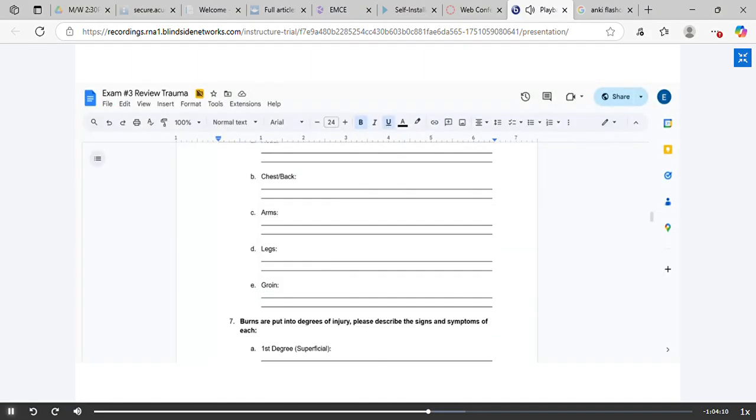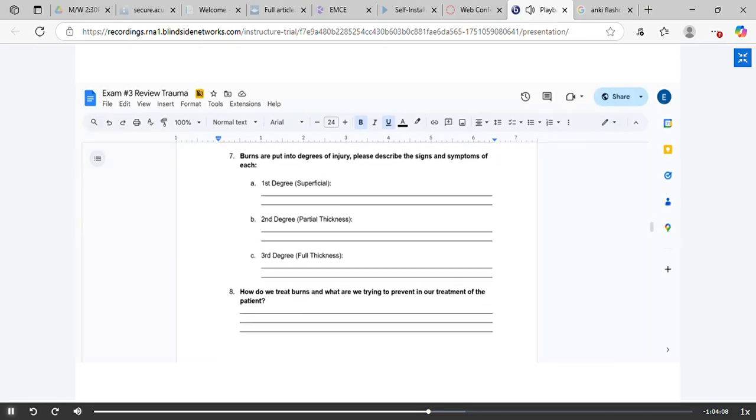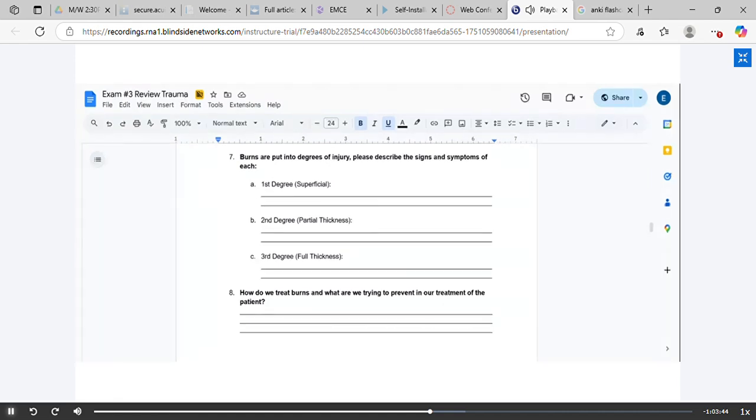So going back to your review, the different burns themselves. You have your first degree, your second degree, and your third degree. Now, your first degree is what we call a superficial burn. And everybody in our class has had a first degree burn. I'm willing to bet that everybody has had a first degree burn because this is a sunburn.